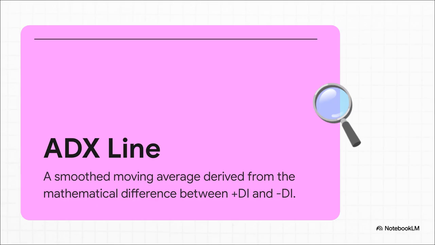Technically speaking, it's a smoothed moving average derived from the absolute mathematical difference between the plus DI and the minus DI. Right, and I need you to internalize an absolutely critical, non-negotiable rule about this gauge.